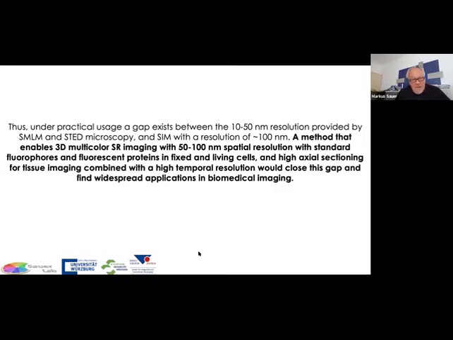So a method that enables 3D multicolor super resolution imaging in this 50 to 100 nanometer spatial resolution gap, with standard fluorophores and fluorescent proteins, ideally in fixed and living samples, and with a high axial section probability for tissue imaging combined with a high temporal resolution, would close this gap and find widespread applications in biomedical imaging.